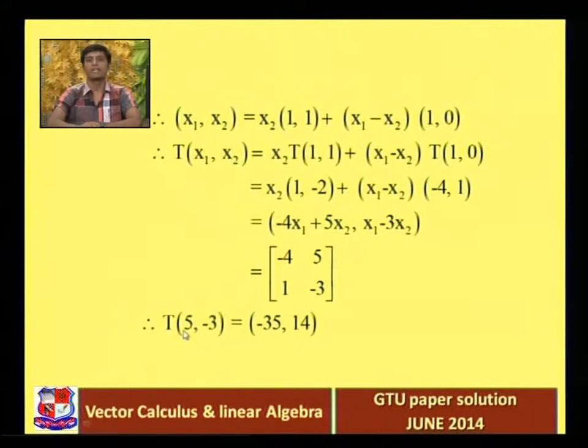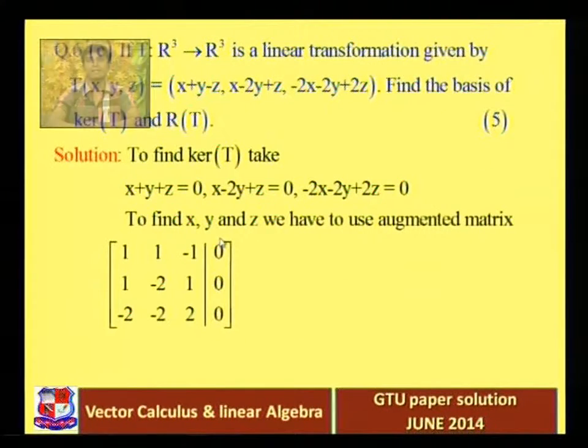Now we also want to find T of (5, minus 3), so put 5 and minus 3 in this equation. The first coordinate is minus 20 minus 15, so minus 35. Put 5 and minus 3 in the second coordinate, you will get 5 plus 9, 14. So T of (5, minus 3) is equal to (minus 35, 14). This question is complete.